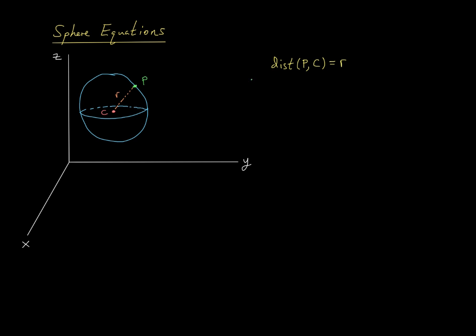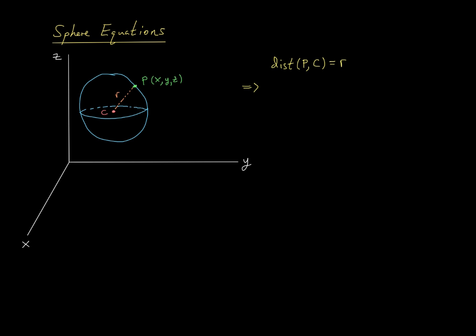Now let's open up this left side using the formula we just computed, the distance from P to C. Let's use some labels here. I'll label the point P, with coordinates x, y, and z.